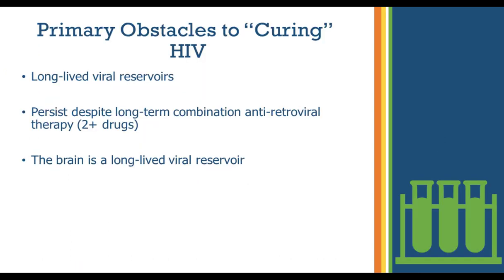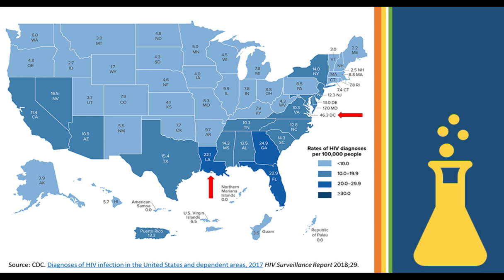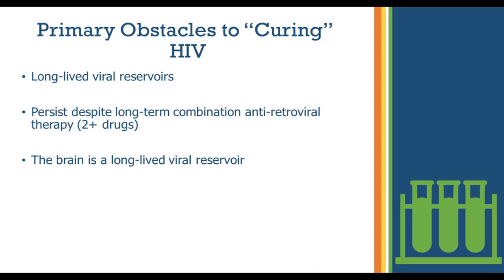In the United States, DC has the highest percentage of new cases of HIV, and then Louisiana, which is the state that I currently live in, is actually in 4th place with 22.1 new diagnoses per 100,000 people. So it's still very close to home and a very important issue for me living in Louisiana.